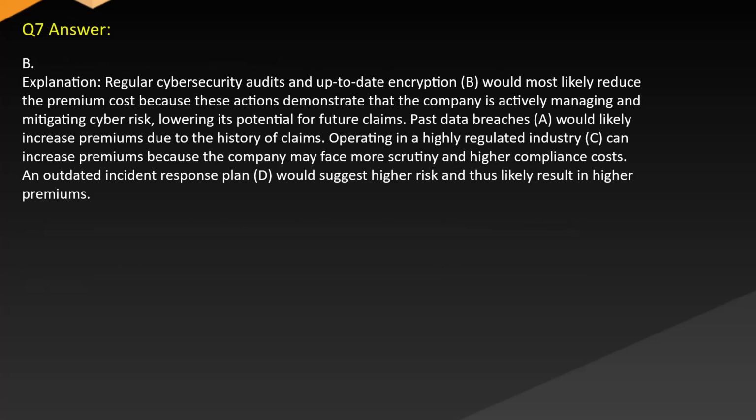Answer. B. Explanation. Regular cybersecurity audits and up-to-date encryption, B, would most likely reduce the premium cost because these actions demonstrate that the company is actively managing and mitigating cyber risk, lowering its potential for future claims. Past data breaches, A, would likely increase premiums due to the history of claims. Operating in a highly regulated industry, C, can increase premiums because the company may face more scrutiny and higher compliance costs. An outdated incident response plan, D, would suggest higher risk and thus likely result in higher premiums.